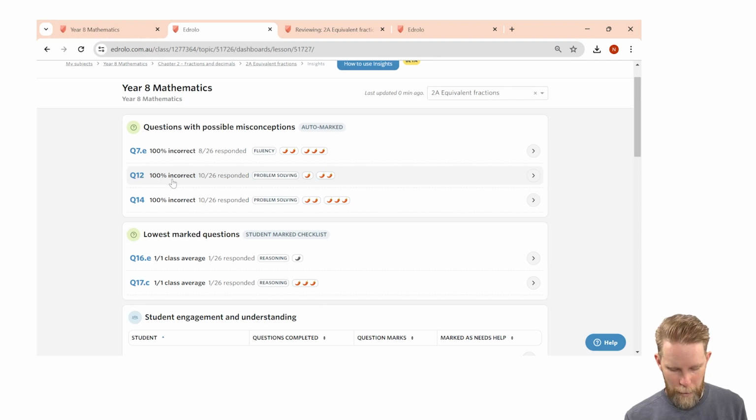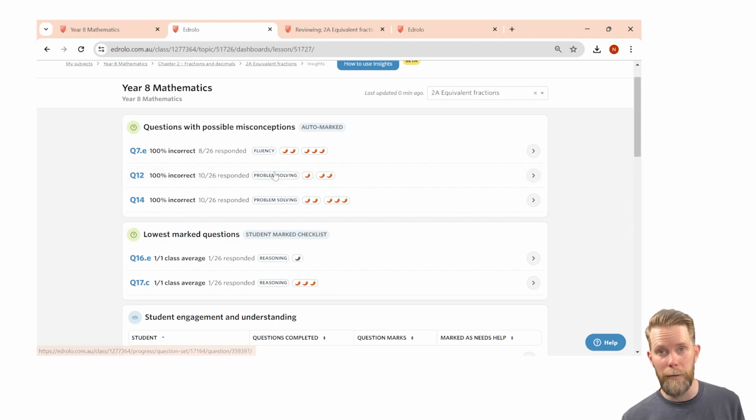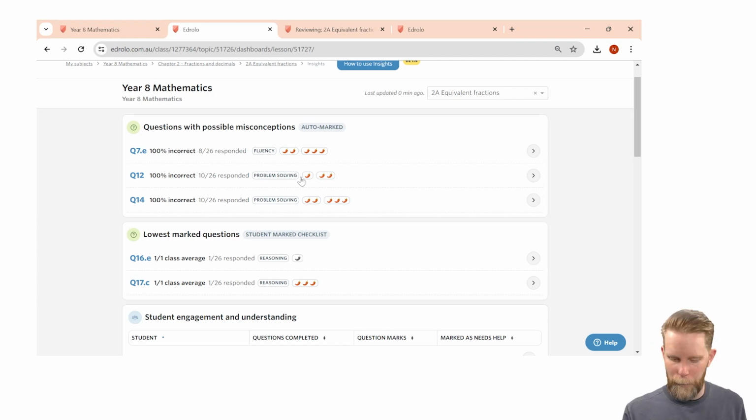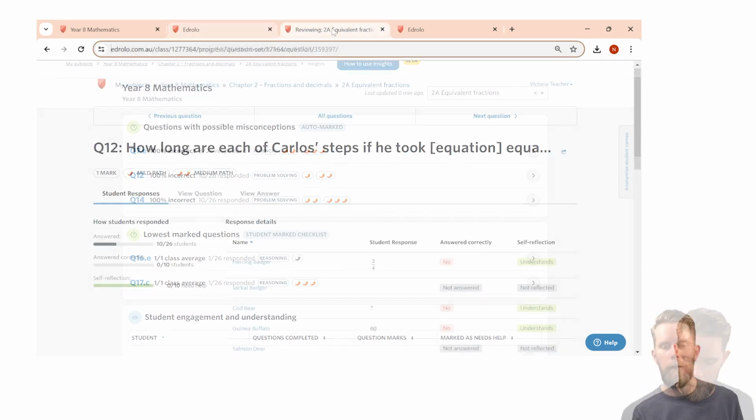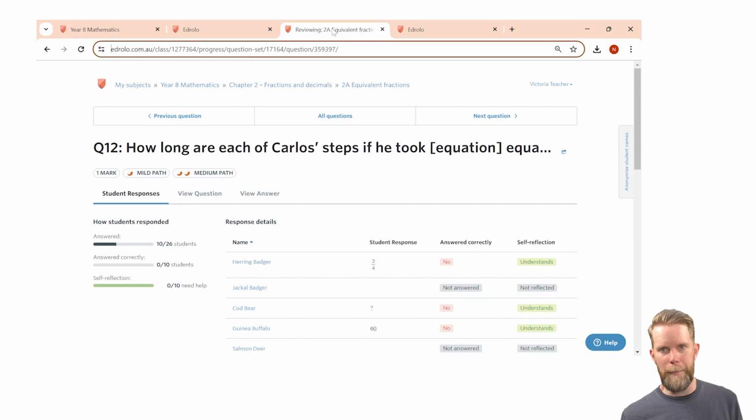In the first table, we have question number 12, where 10 students have responded and everyone got it incorrect. Because this is a problem-solving question, we know we want to teach students about literacy and being good at solving worded problems, and it's also a mild question. We might want to have an extra look at what the misconceptions are. So let's click into this question and see what possible misconceptions there might be.